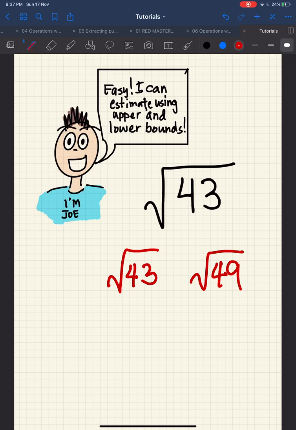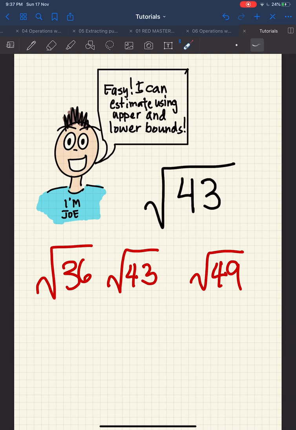Now, what about the lower bound? What are we going to put here? The closest perfect square to 43 would be 36! Wonderful! Okay, so 36. So now Joe found the lower bound.